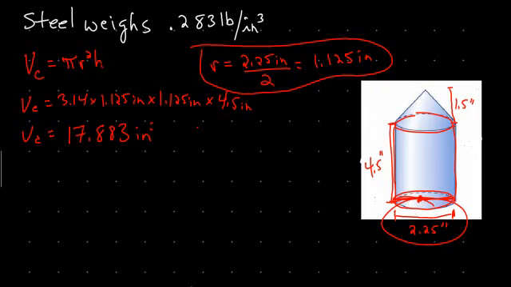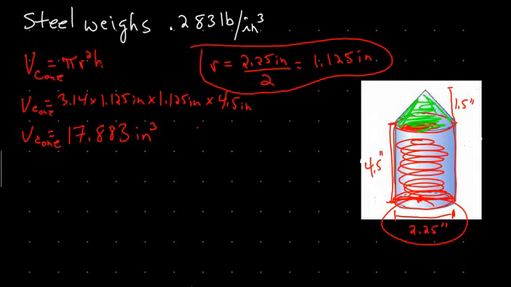Okay, so that gives me the volume of all this. Now I want to find the volume of the top piece. So that's going to be the volume of the cone. So volume of the cylinder, volume of the cone. C, let me just say cone here, in green.